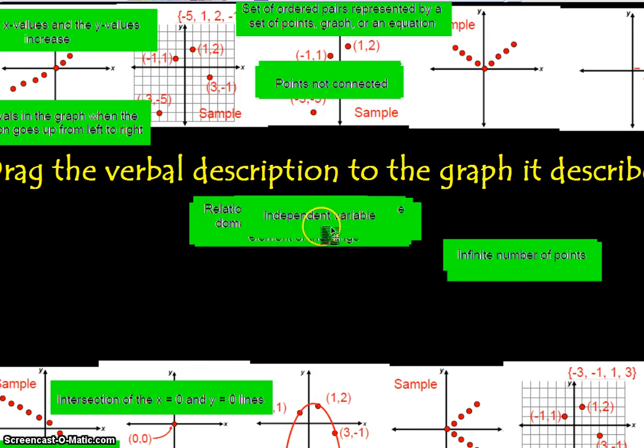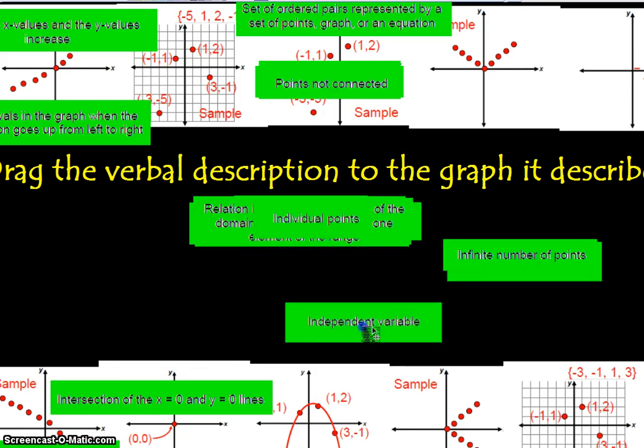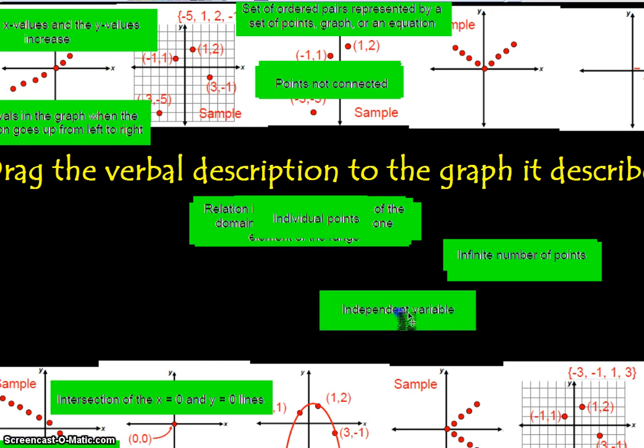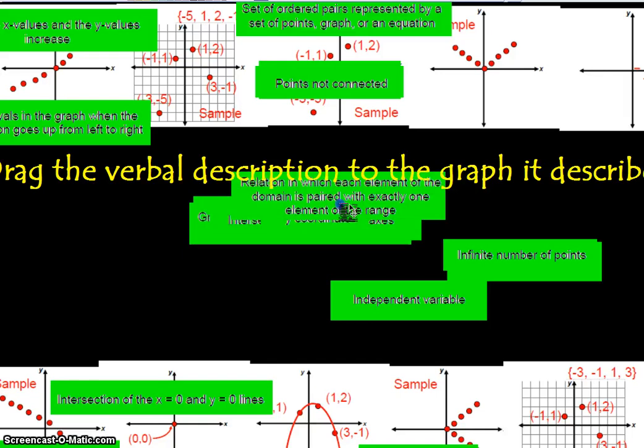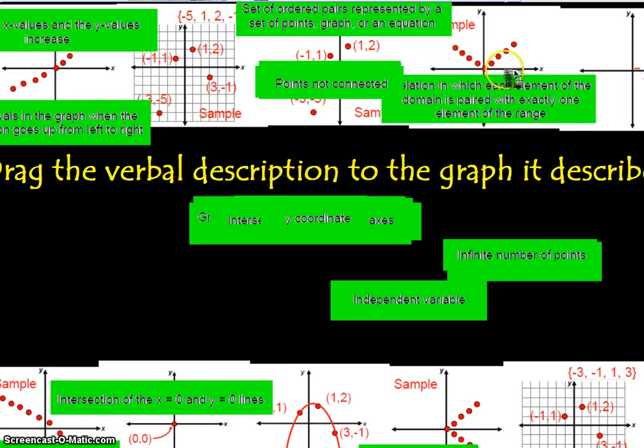The independent variable, this is your x. So you're looking for a word or a letter. Individual points are just all the different points on your graph. It could be any of these. A relation in which each element of the domain is paired with exactly one element of the range is a function. Lots of these would work. This one passes your vertical line test though, so it is one.